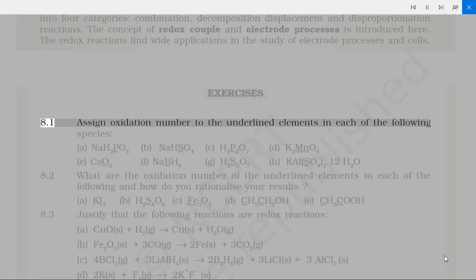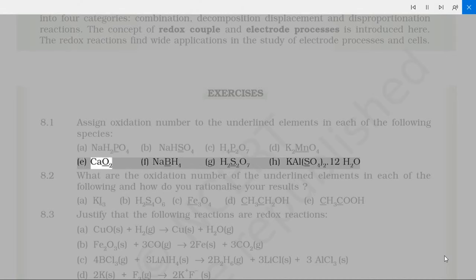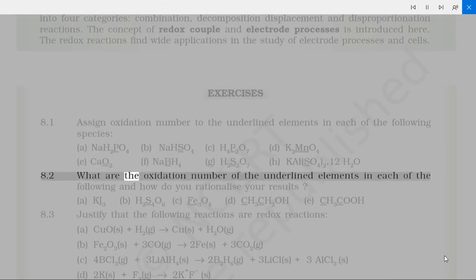Exercises. 8.1 Assign oxidation number to the underlined elements in each of the following species: A, Na2PO4; B, NaHSO4; C, H4P2O7; D, K2MnO4; E, CaO2; F, NaBH4; G, H2S2O7; H, CuI; SO4; 2.12H2O.